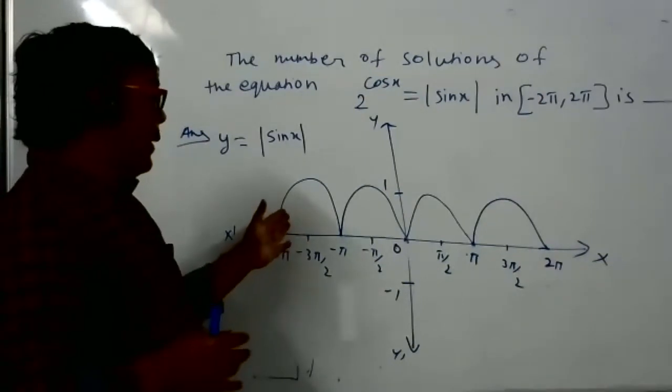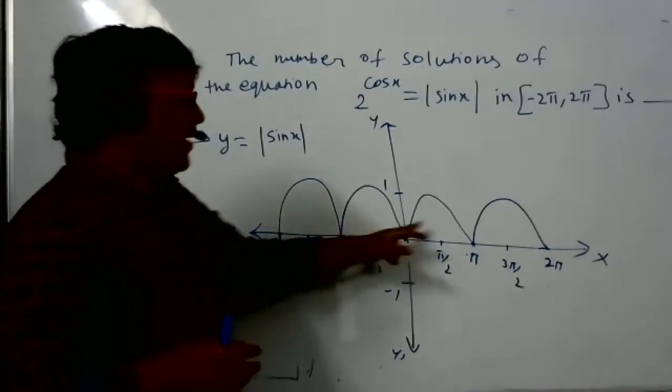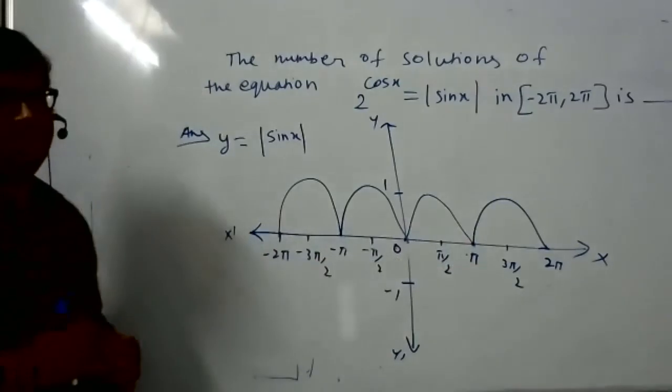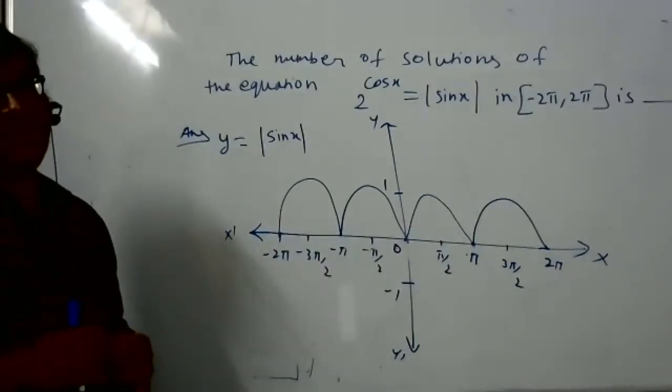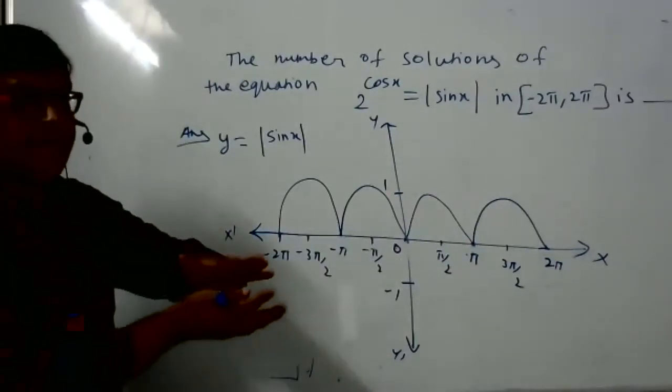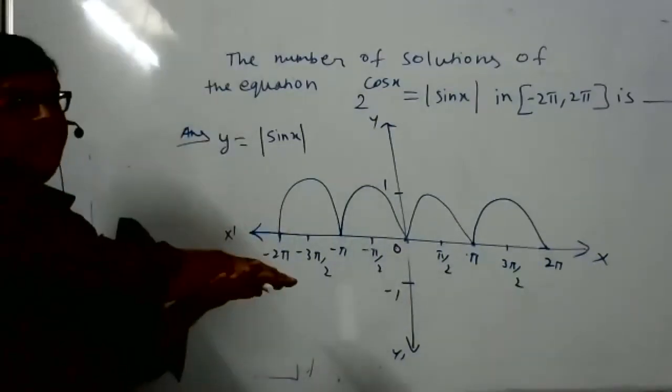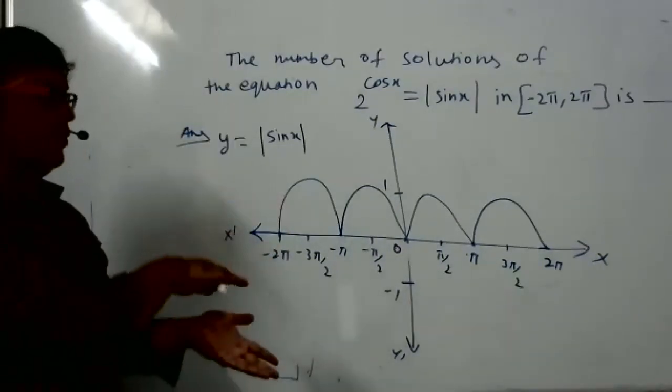Now, see here. Anybody has a doubt on this graph, ask me. Girls? No doubt, sir. Just take the image of the negative values of y in the x-axis, so it will become upside down.